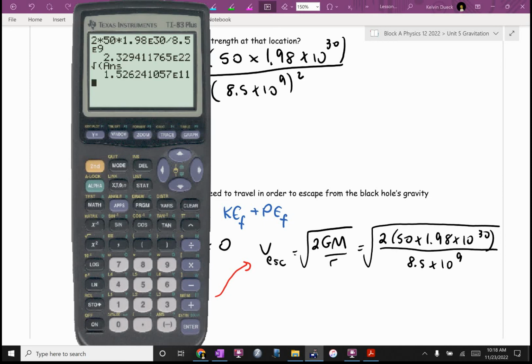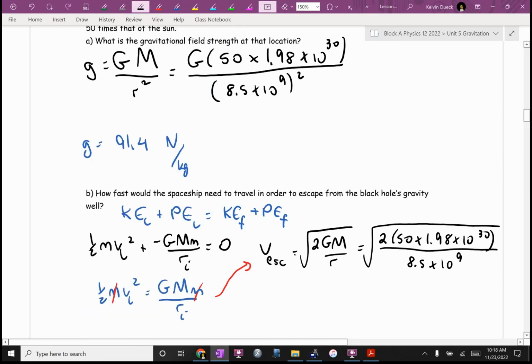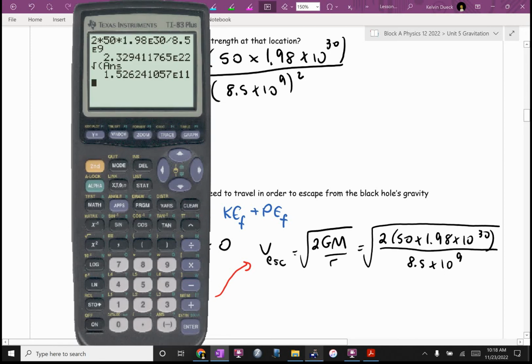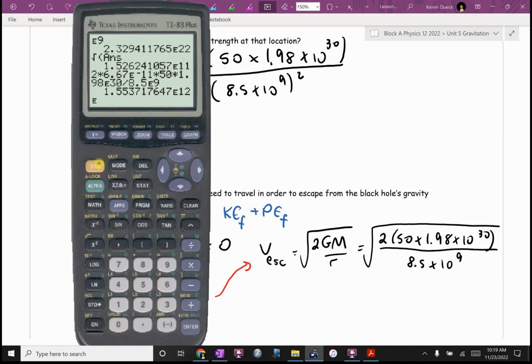I've made a typo. Where's my typo, Mr. Dewick? Did I make a typo? Sorry? 2 times 6.67. Wow. Because I was getting an answer bigger than light. Which, no. At least I was smart enough to notice that, but that was a dumb mistake. Big G, big M over R, square root of that. Dope.